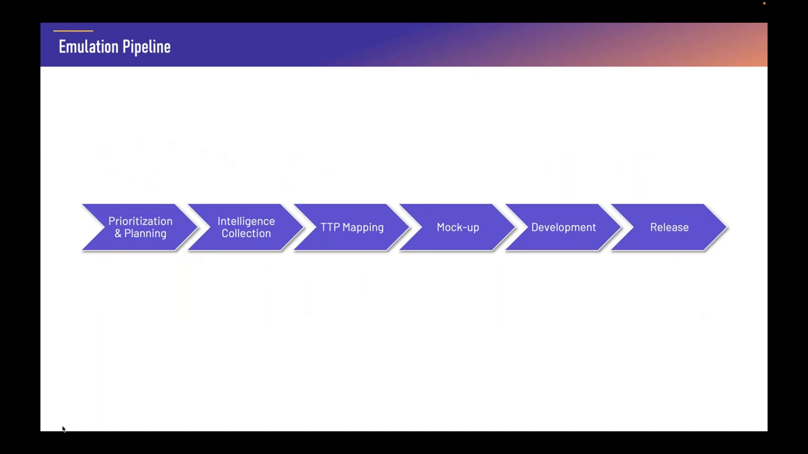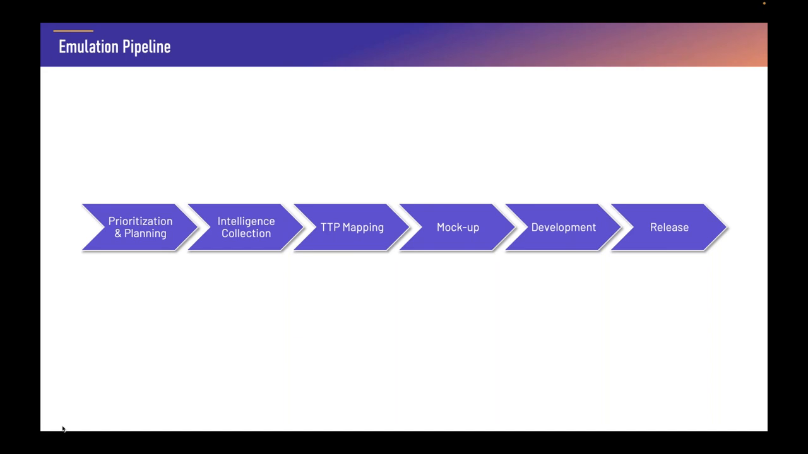So how exactly do we operate on a day-to-day basis? At a very high level, this is the kind of overall picture in terms of the adversary research team's pipeline or workflow. Typically, we start off by prioritizing and planning our work. Not only do we cover new and emerging threats, but also historical threats where perhaps CTI sources have gradually come to the surface over a longer period of time.